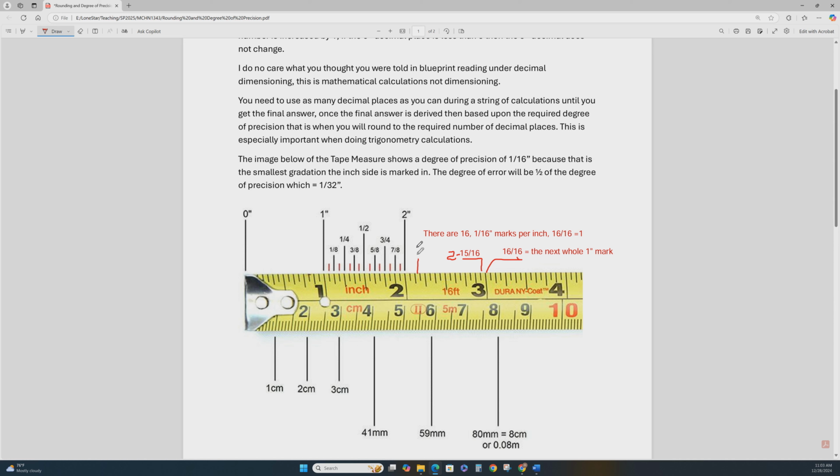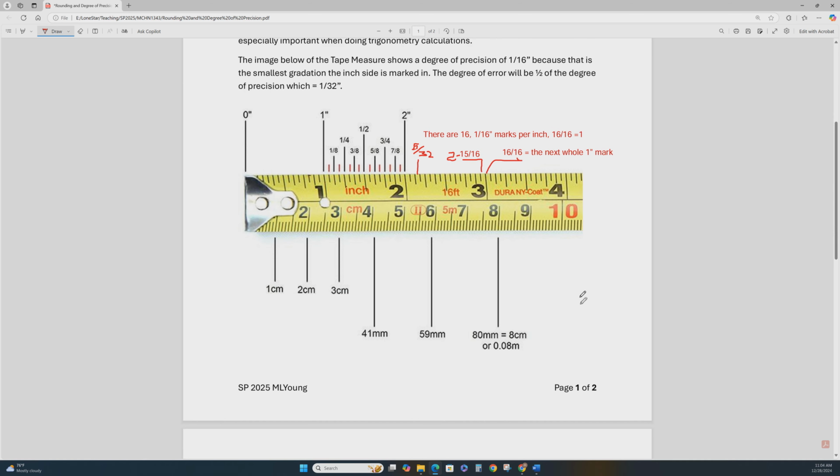So that right there would be theoretically 5/32. Depends on how good you are, how good your eyes are. I have to use trifocals now, so I don't know. Anyway, I think I got my point across. So even though each one of these marks is the degree of precision, half of that's the degree of error. So theoretically, if you're really, really good, you could measure to a 5/32. All right. Okay.